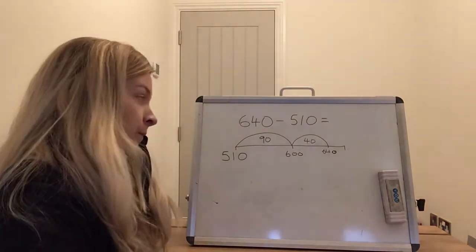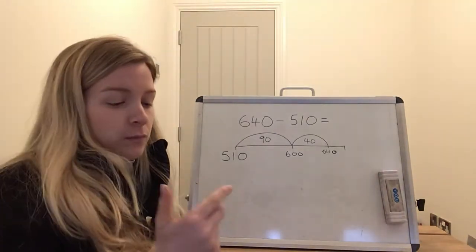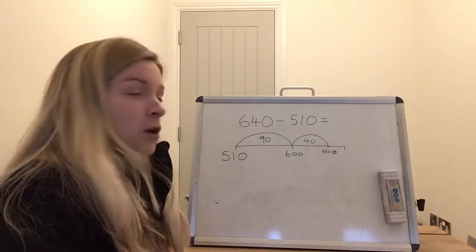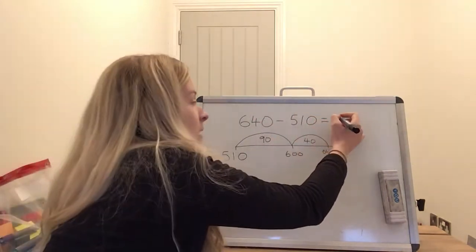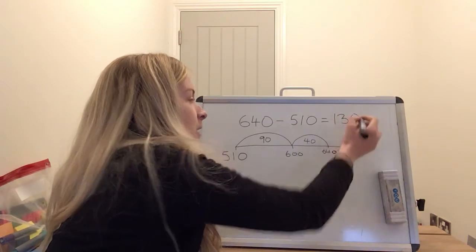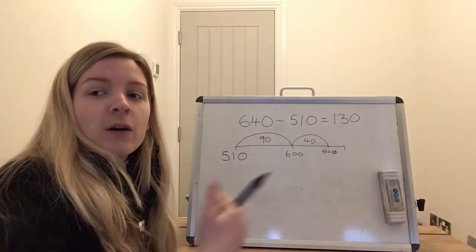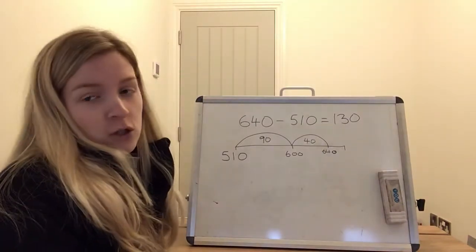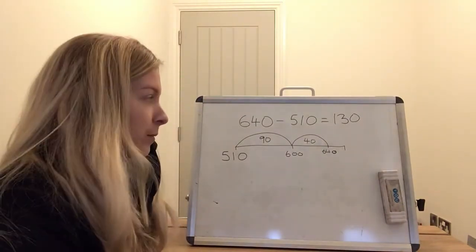If you know what 9 add 4 is, you know what 90 add 40 is. 9 add 4 is 13. So 90 add 40 must be 130. Okay, I've found the difference here. I'm going to give you one now to do, to just recap that skill from the last couple of days.